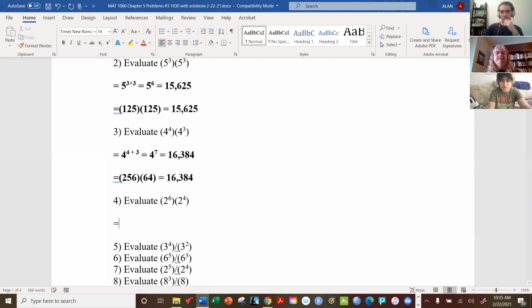All right. Now, how about this one? 2 to the 6th, oh, plus 4 in the exponent. Let's try that again. 6 plus 4 equals 10, so 2 to the 10th, and 2 to the 10th turns out to be 1024.